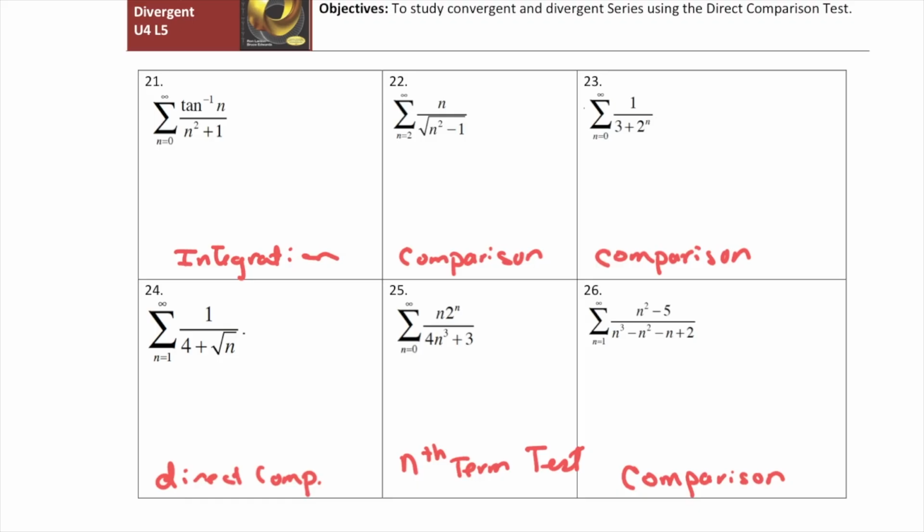At this point, I'm hoping that it is easier for you to determine which test to use. For 21, think about integration. I find 26 to be very interesting. If we were to drop the lower order terms, this most likely could be compared to a harmonic series. Make certain that you are always working with your nth term test as you begin each question.